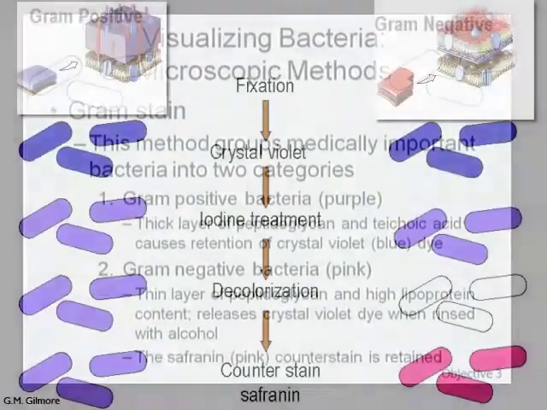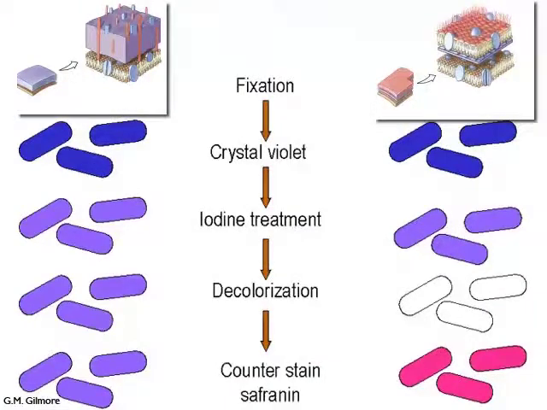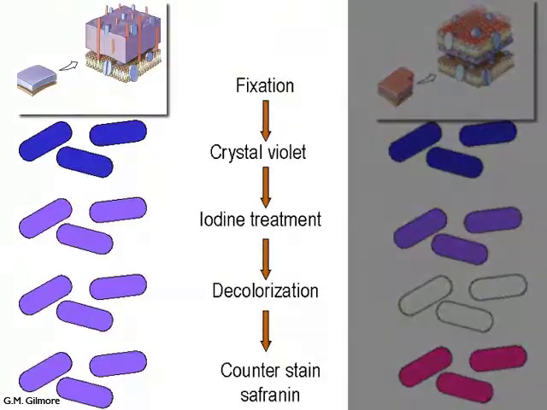When we put that purple crystal violet stain on, when we've got the big, thick peptidoglycan layer, it's going to hold it. It locks it in there, so that when we put the alcohol on, it doesn't release the stain. Then you put a pink counter stain on, it's already stained. It's not going to stain again, so they come out purple.